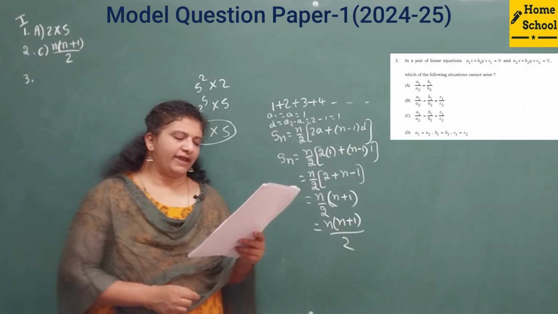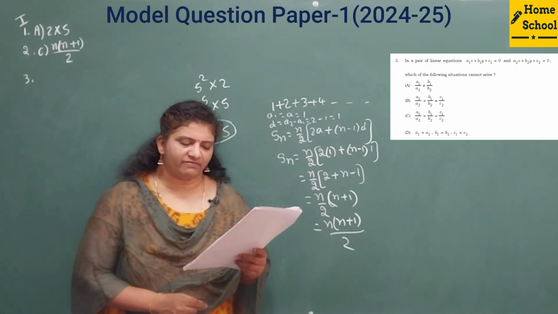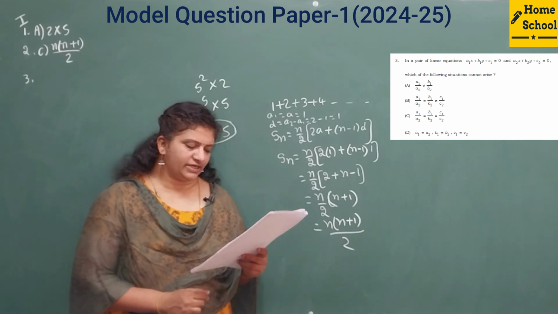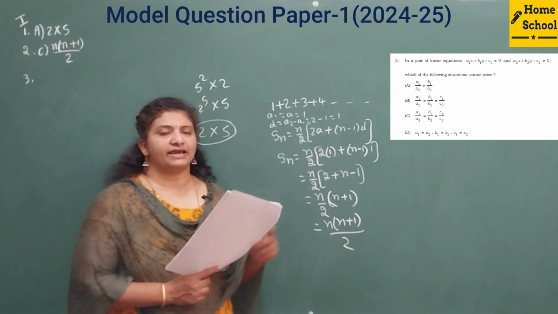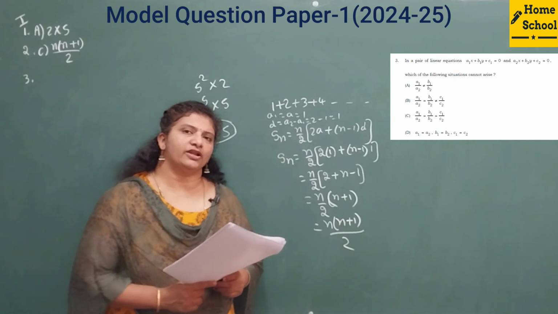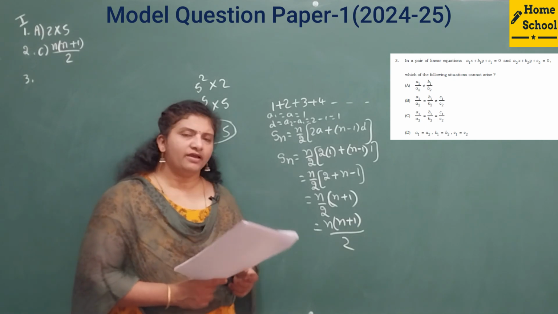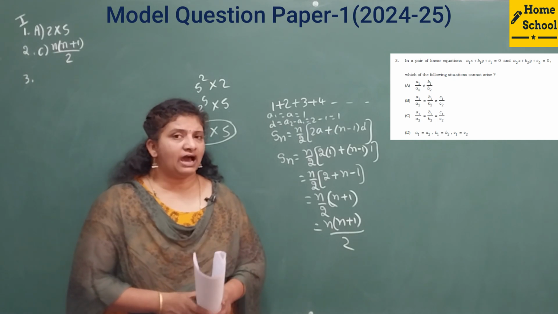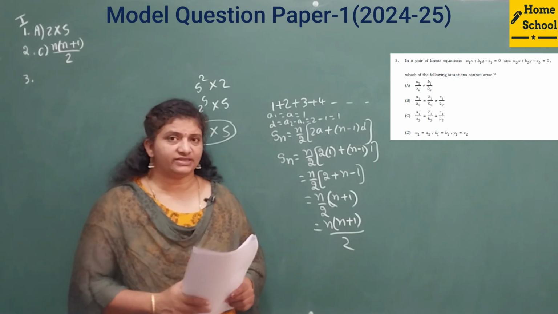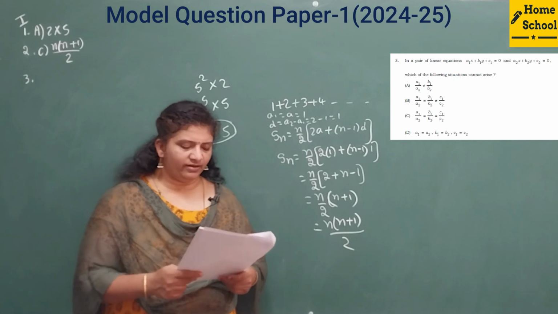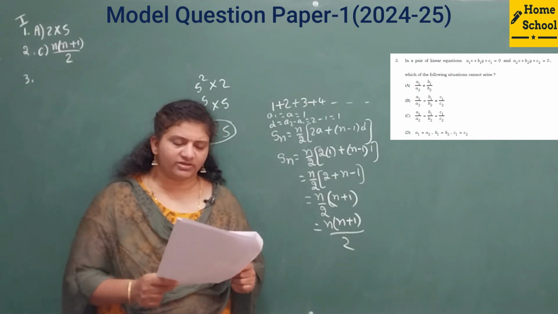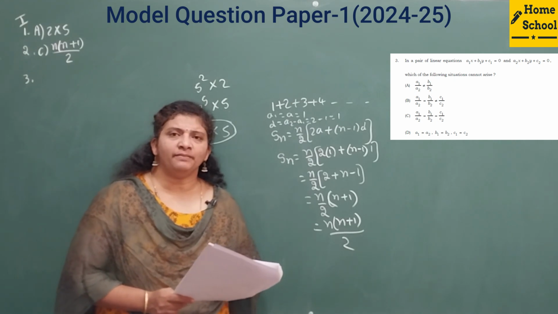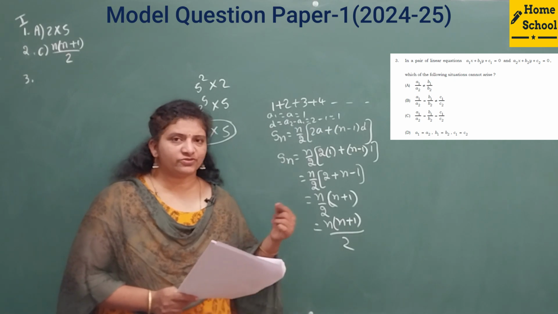Third one, in a pair of linear equations a1x plus b1y plus c1 equal to 0 and a2x plus b2y plus c2 equal to 0, which of the following situations cannot arise? Which situation cannot arise? See the first option, a1 by a2 is not equal to b1 by b2. Then the lines are intersecting having one solution. This situation arises. See the second one, a1 by a2 equal to b1 by b2 is not equal to c1 by c2. That means the lines are parallel. Okay, this situation also there.